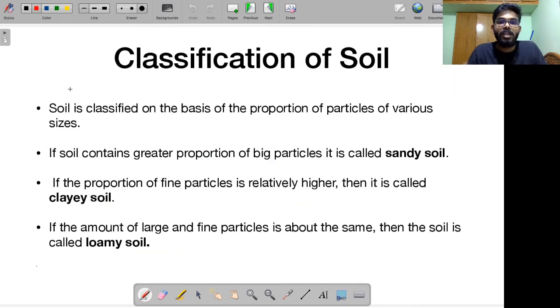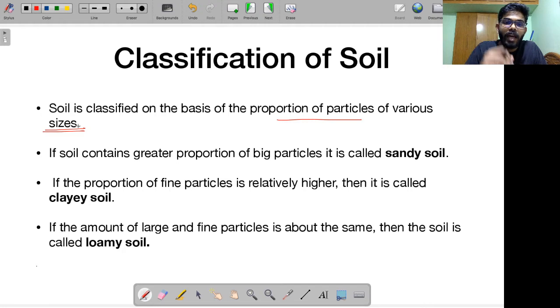Let me take this discussion further and talk to you about the classification of the soil. Soil is classified on the basis of the proportion of particles of various sizes. Different types of particles are there. They vary in their size, depending on the proportion. The proportion means how much of these particles are present. Are fine, small particles present in larger numbers, or coarser, larger particles present in higher numbers? Depending on that, we call them sandy, clay or loamy soil.